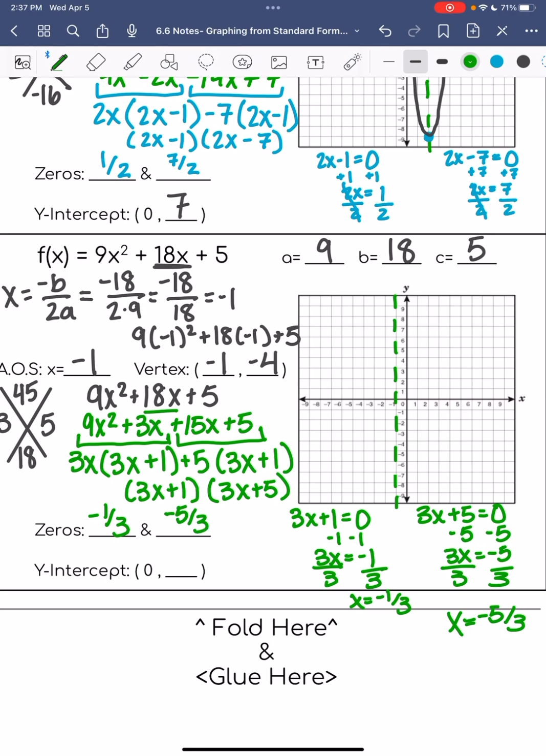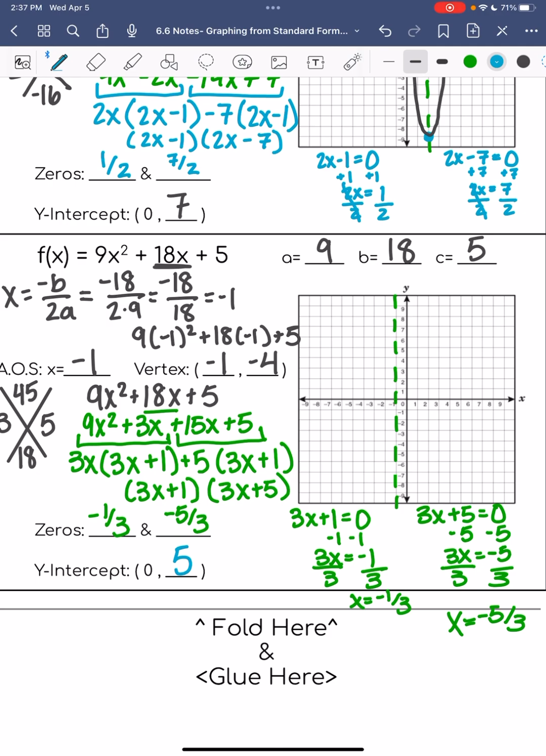Okay. I have not been graphing as I go, so let's just find our y-intercept and then we'll graph everything. Y-intercept, 9 times 0 squared is 0. 18 times 0 is 0, so it's just this plus 5. So my y-intercept is just positive 5. Okay, so now we can go graph all that because I forgot to graph as I went.